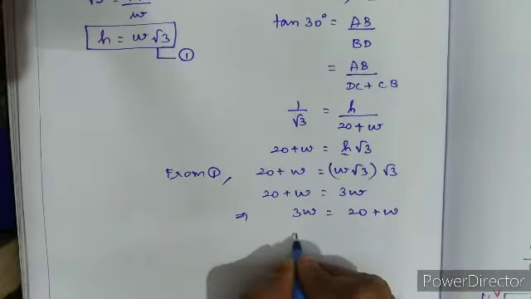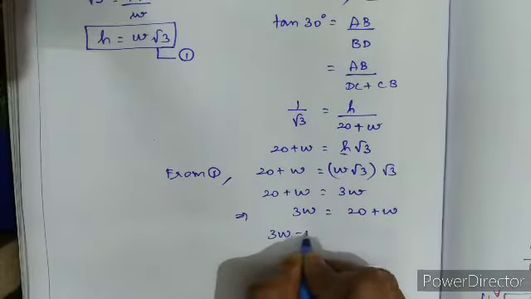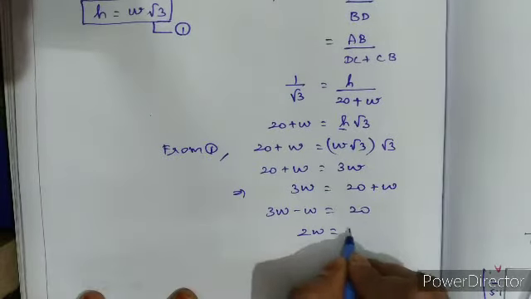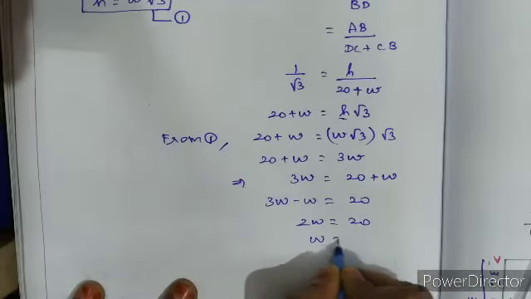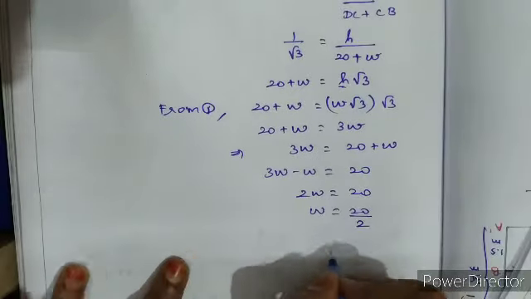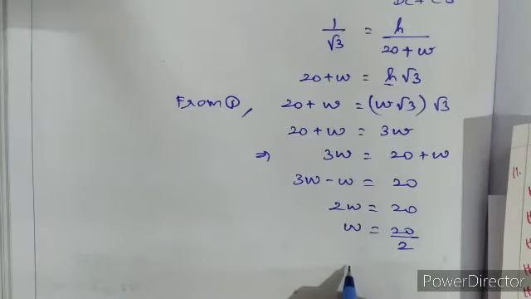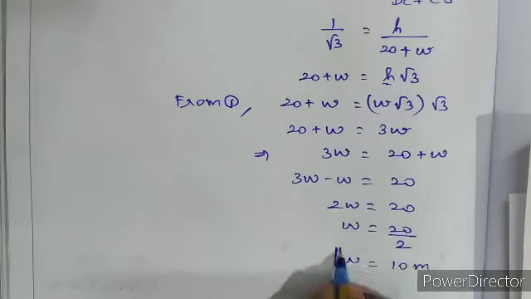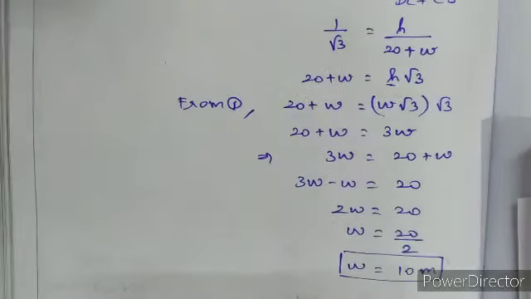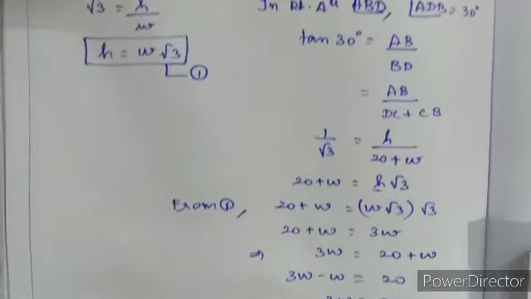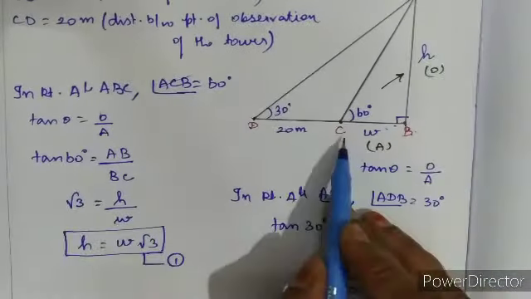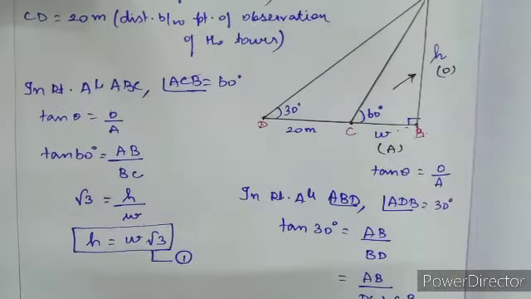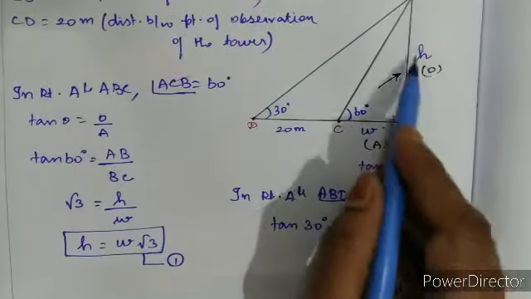I'm going to take the value to the other side, which is 3W minus W is equal to 20. That is, 2W is equal to 20. Therefore, W is equal to 20 by 2. W is equal to 10 meters. We have considered W as the width of the canal, isn't it? See in the figure, the distance CB I have considered as W, that is the width of the canal.